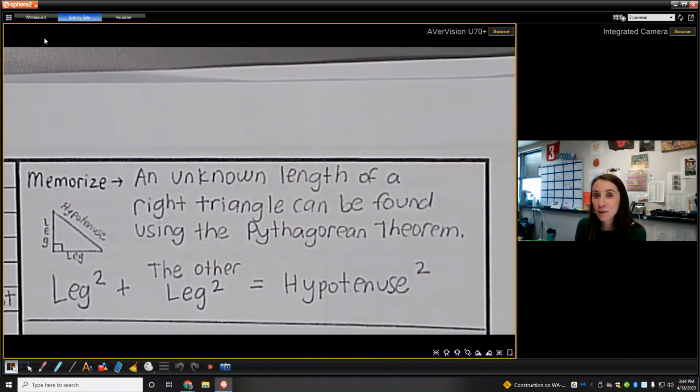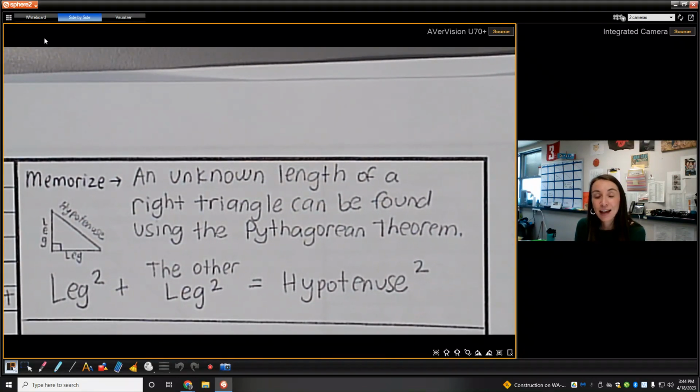Something that you need to memorize as math masters is the Pythagorean theorem. What the Pythagorean theorem does is it helps you identify the length of unknown side lengths of right triangles, as long as you're given 2 out of the 3 side lengths.